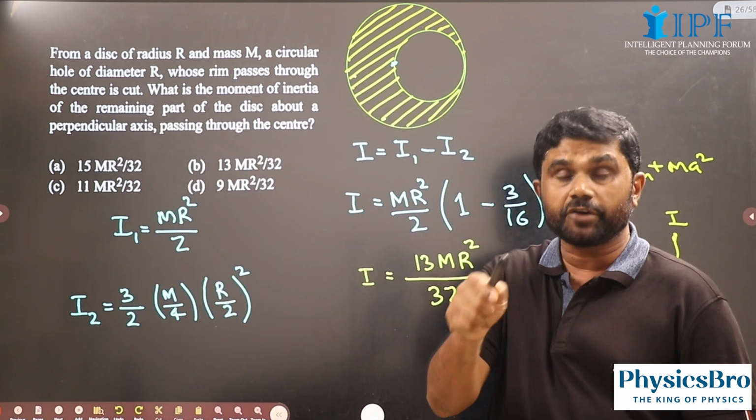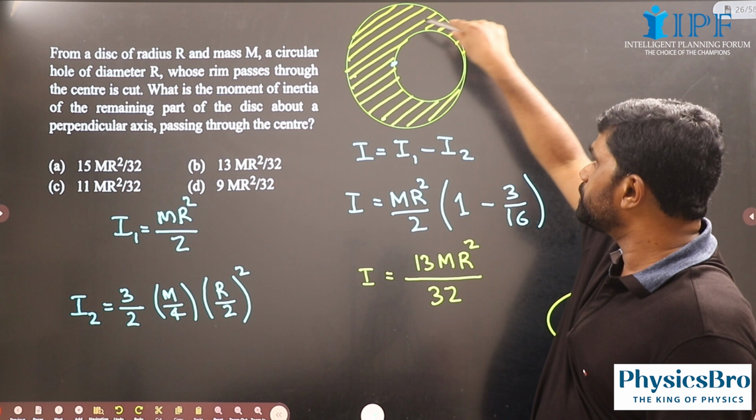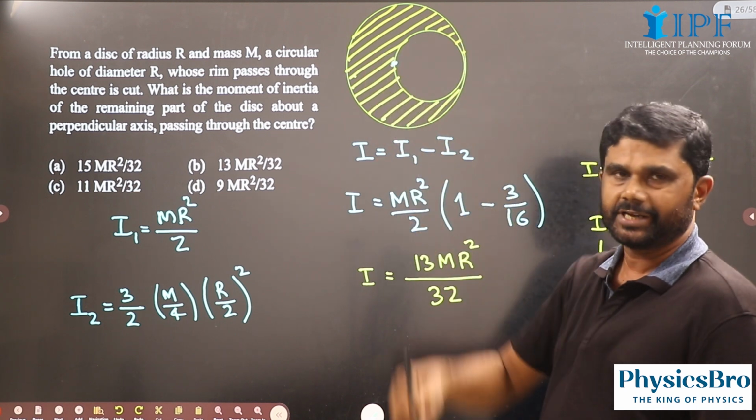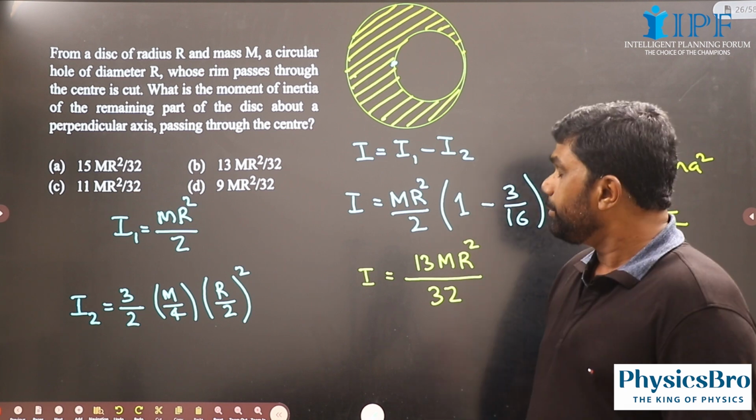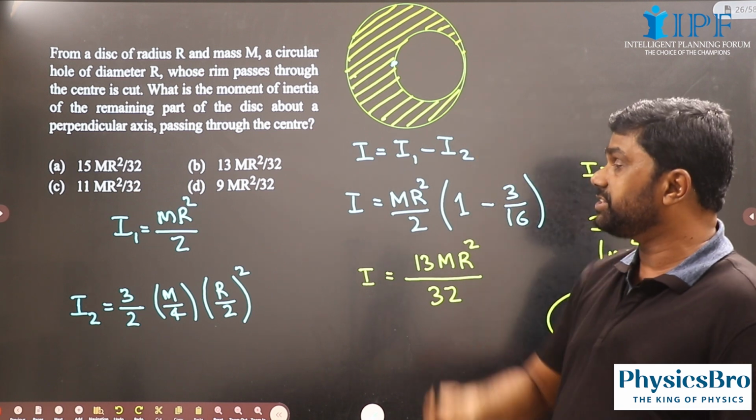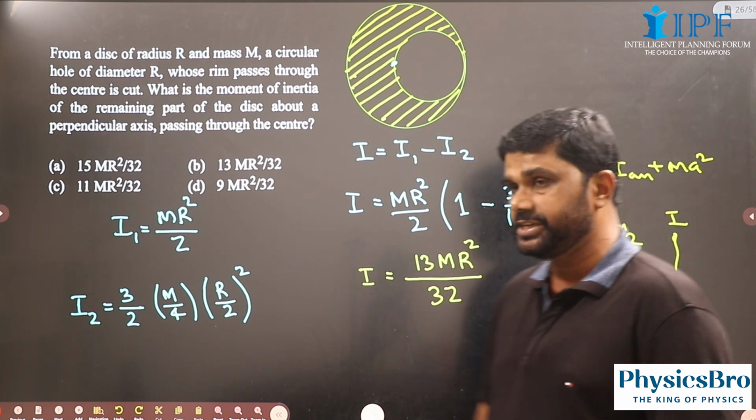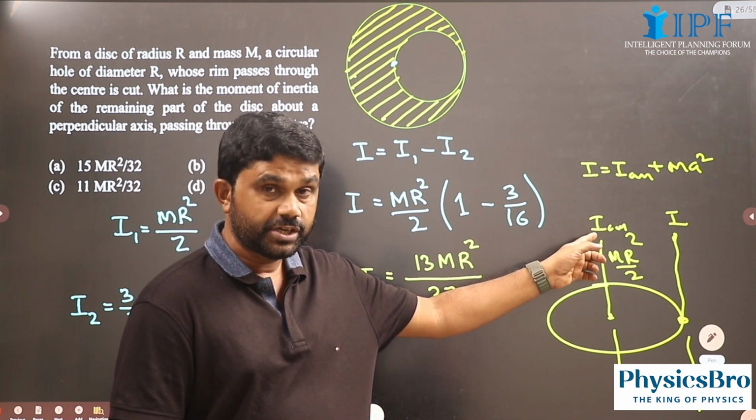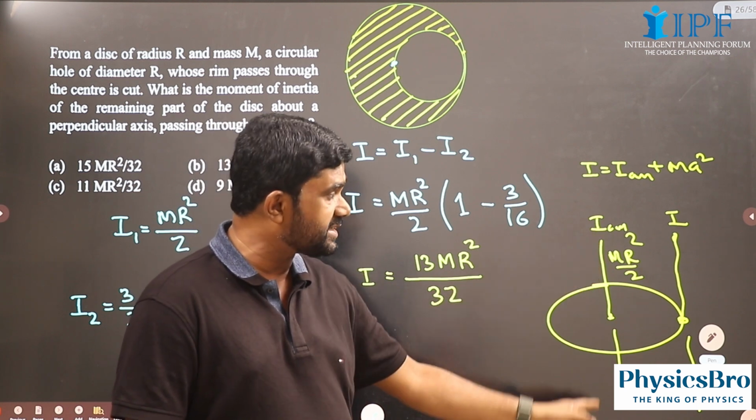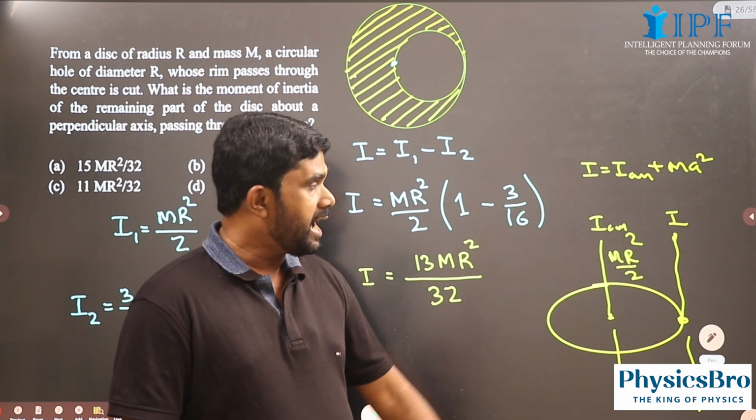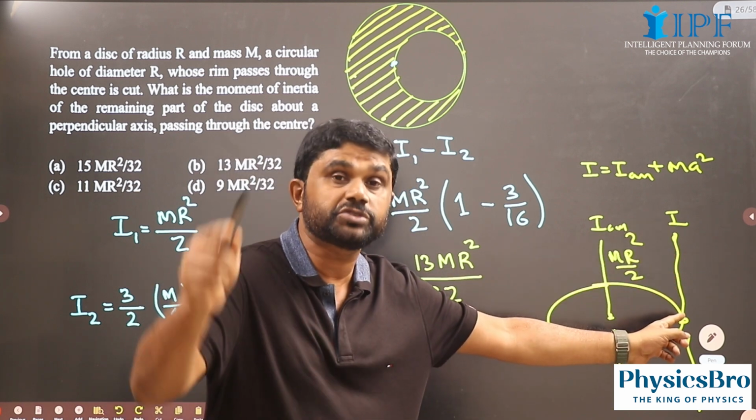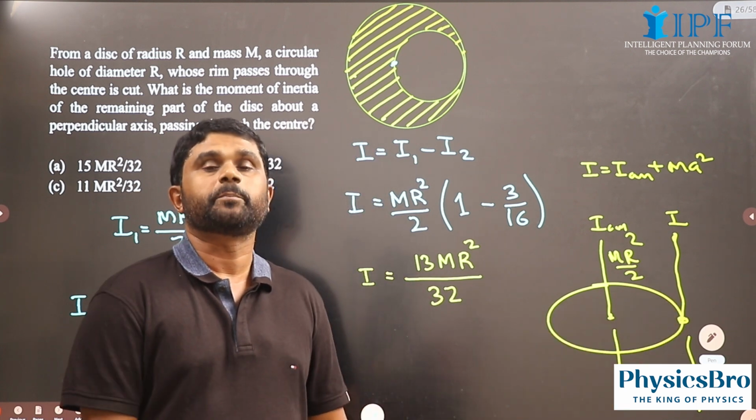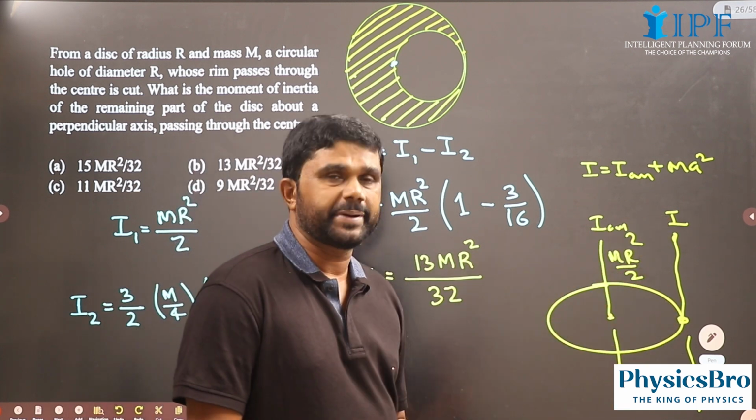And the moment of inertia of the removed part, that is this smaller disk, about this axis. See, the moment of inertia of a disk about an axis normal to its plane and passing through its center is MR square by 2. And here the axis passes through the rim and is normal to its plane. Let it be capital I.